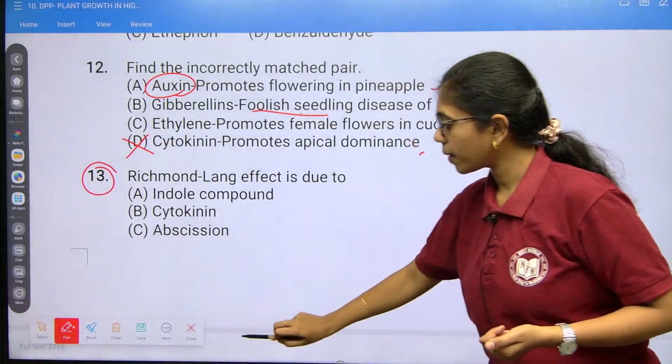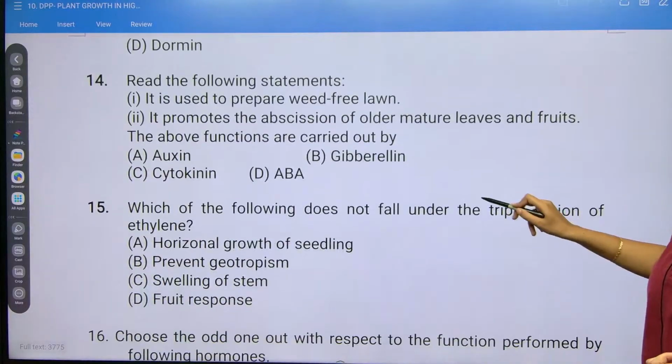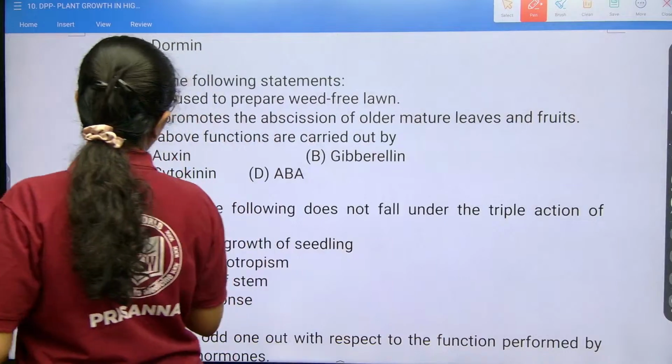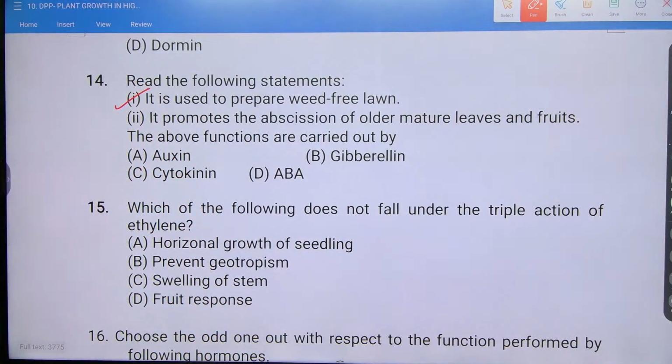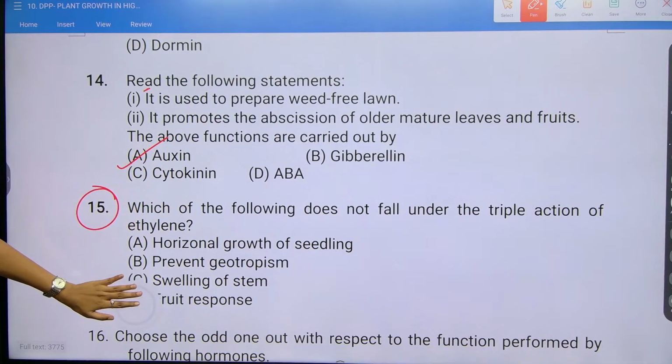Richmond-Lang effect. Cytokinin, good. 14th question. Read the following statements. It is used to prepare weed-free lawns. It promotes the abscission of older mature leaves and fruits. So, these functions are with respect to auxin. 15th question.